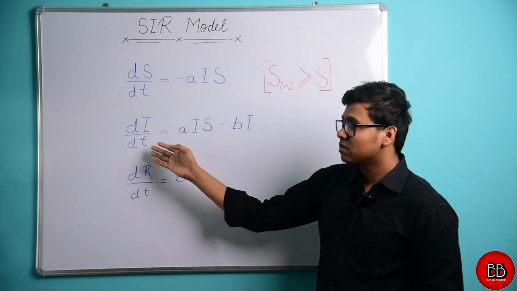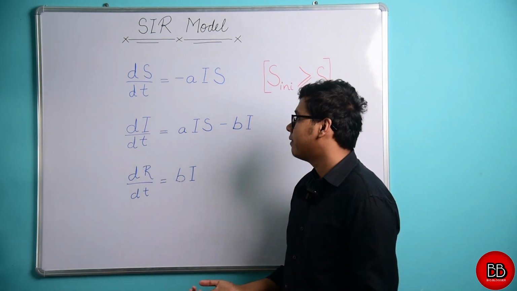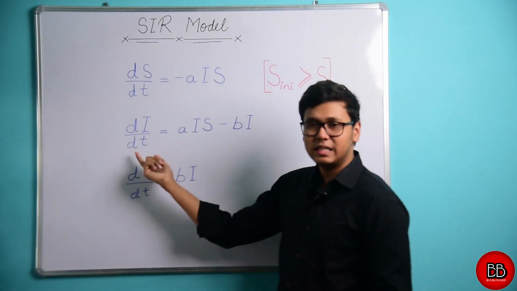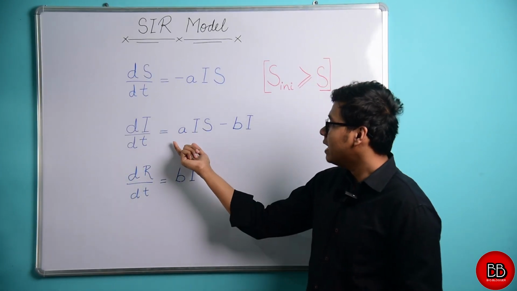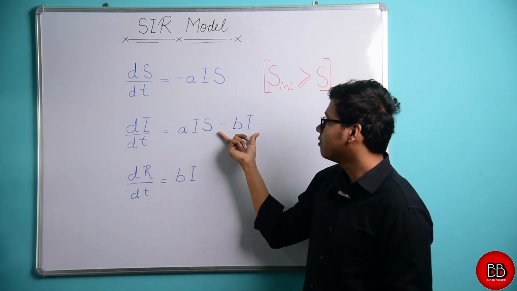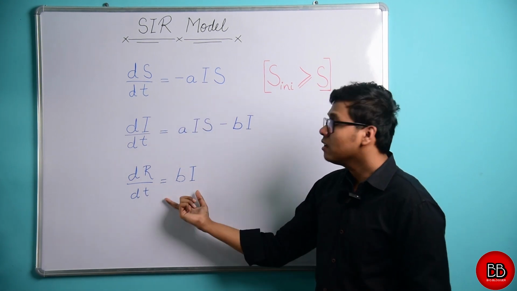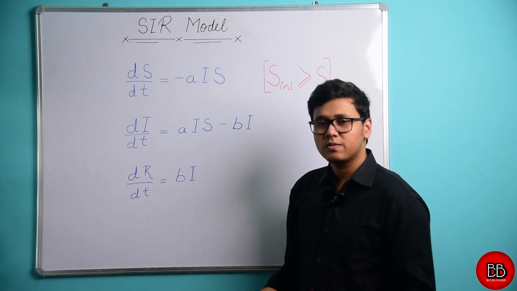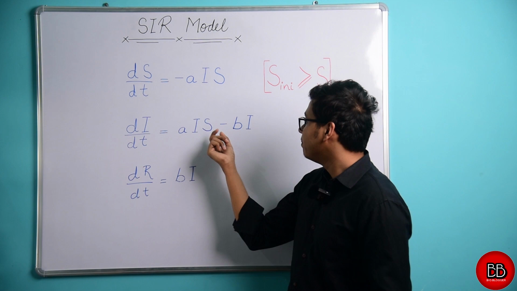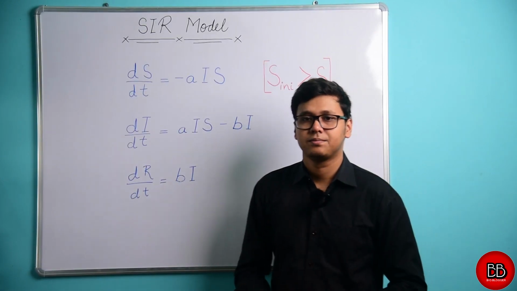So now it is simple to calculate the number of infectives because dI/dt is denoted by aIS, which is the gain from the susceptible category, and what is subtracted here is bI, the loss to the removed category. So it is very simple. Just keep in mind that a is the transmission rate and b is the recovery rate.